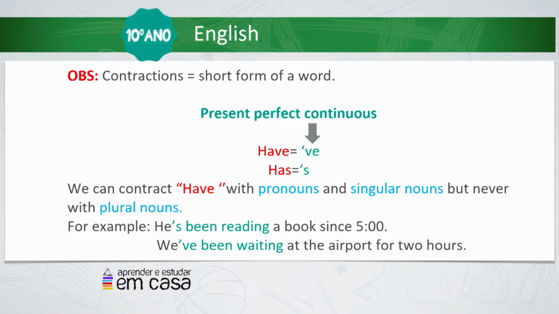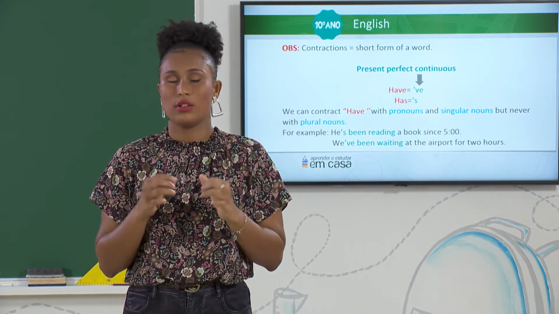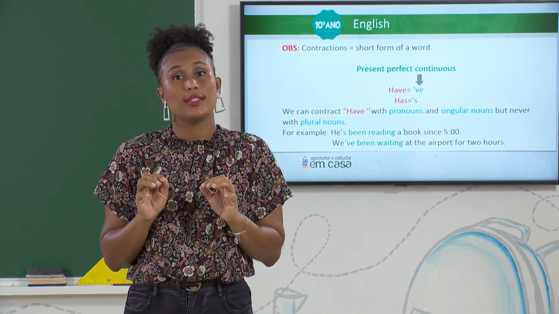Now, we have some observations here. Contractions. What are contractions? Well, contractions are short forms of a word. Remember that I said that have, has, they are the auxiliary verb of the present perfect continuous, and sometimes we have to contract them. Have becomes 've and has 's. So we can contract have with pronouns and singular nouns, but never with plural nouns. For example, he's been reading a book since 5 o'clock. We've been waiting at the airport for 2 hours. These contractions are just a way for you to make the sentence shorter. Okay? So don't you forget 've or 's depending on the subject.